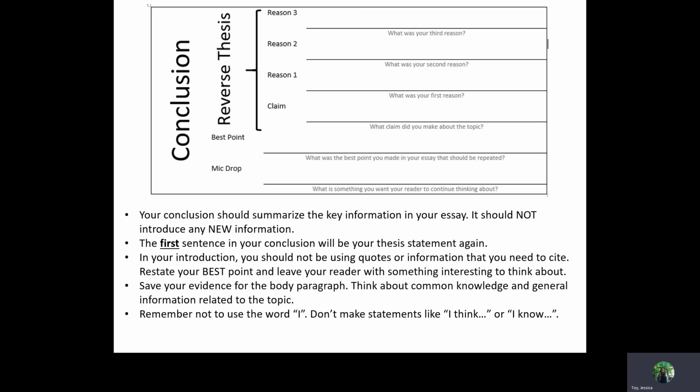Then you'll have your thesis restated. Then you want to reiterate or restate your best points. So what is the best point you made in your essay that should be repeated? And then at the end, you want to have your mic drop. What is something you want the reader to continue thinking about? If you follow these, you will do excellent on the FSA.